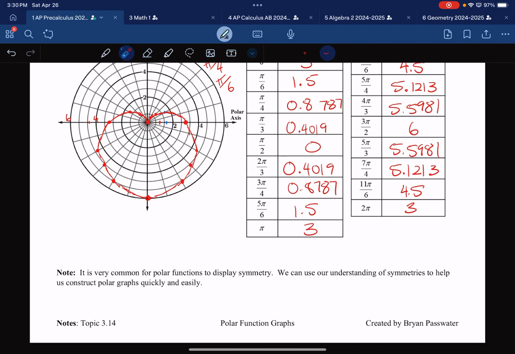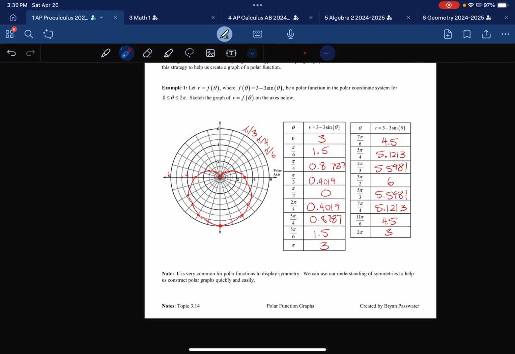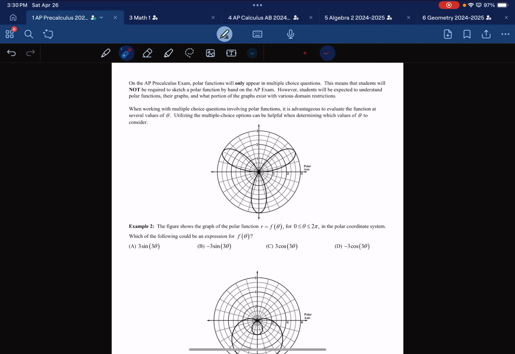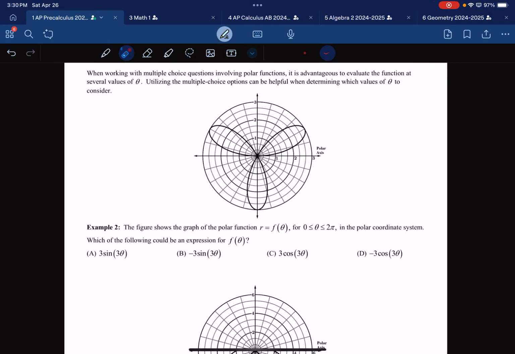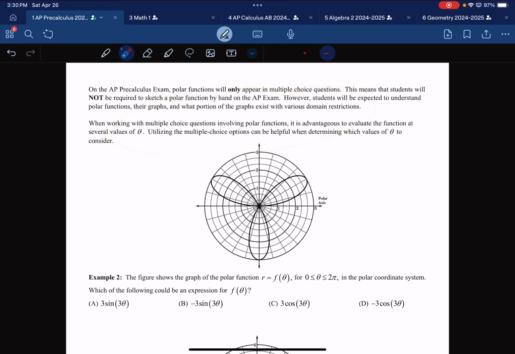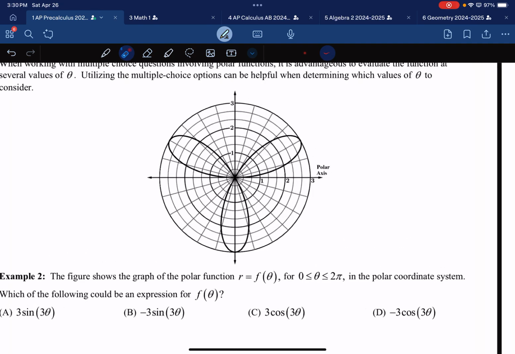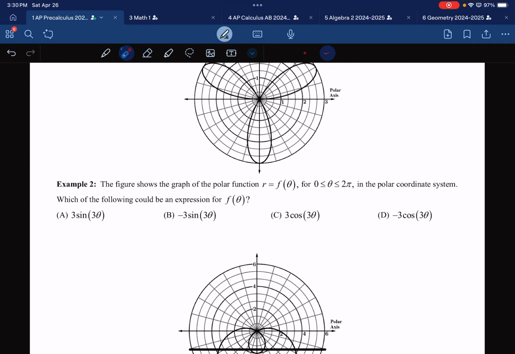Cool, so we know how to graph. And again, basically make sure you use your symmetries, because almost everything is gonna have symmetry whenever we're doing polar functions. All right, so this is the explanation saying, hey, everything is gonna be multiple choice, use multiple choice test taking strategies. So for example 2, let's show you how I would do that.